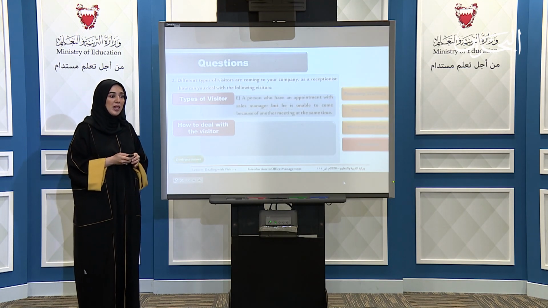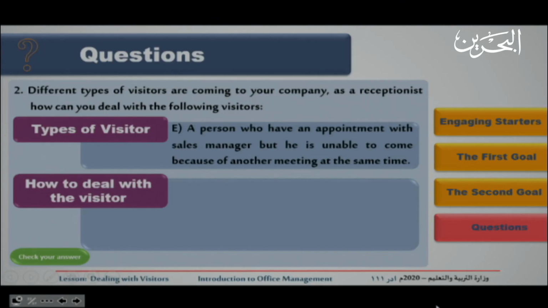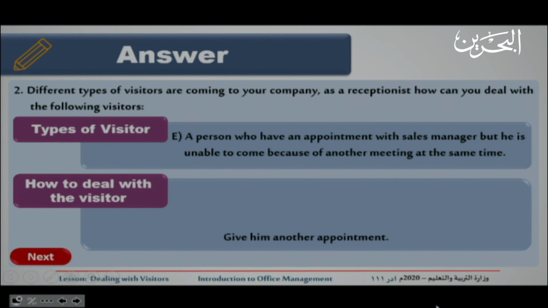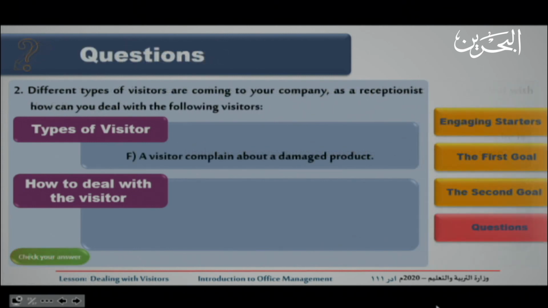Visitor E, a person who has an appointment with the sales manager, but he is unable to come because of another meeting at the same time. This visitor has an appointment, let's say at 10 o'clock, but he's not able to come at this time. So how can we deal with him? Give him another appointment.